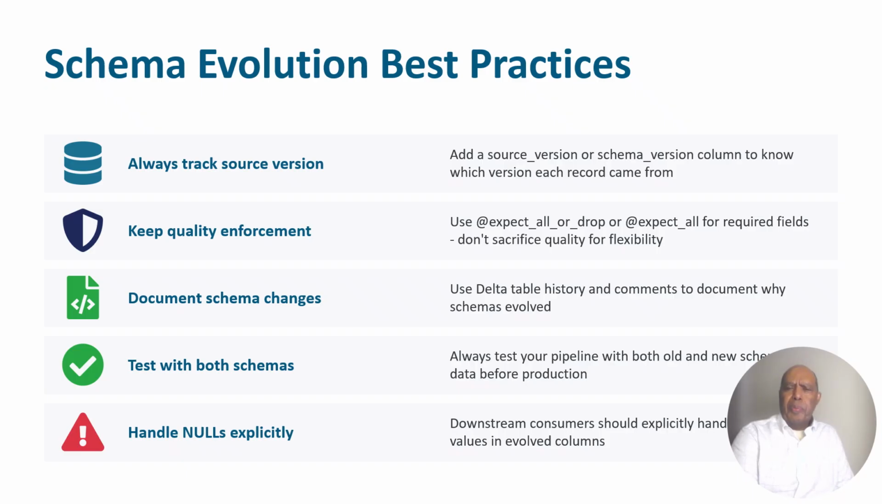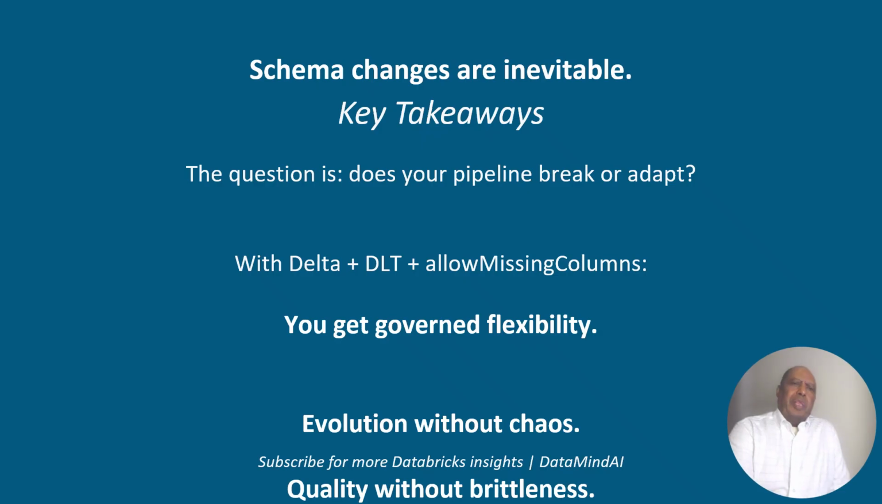So let me wrap up with the key takeaways from today's session. Schema changes are inevitable. Upstream systems evolve, requirements change, data sources get redesigned. You cannot prevent this. The question is, does your pipeline break or adapt? Traditional pipelines break. Every schema change is a production incident, emergency fixes, manual intervention, downtime.